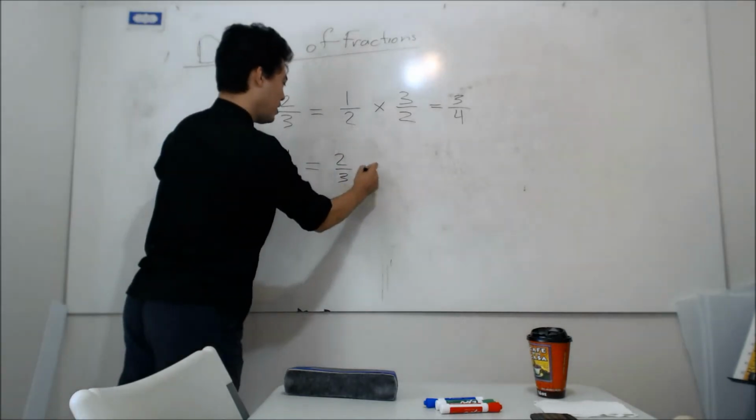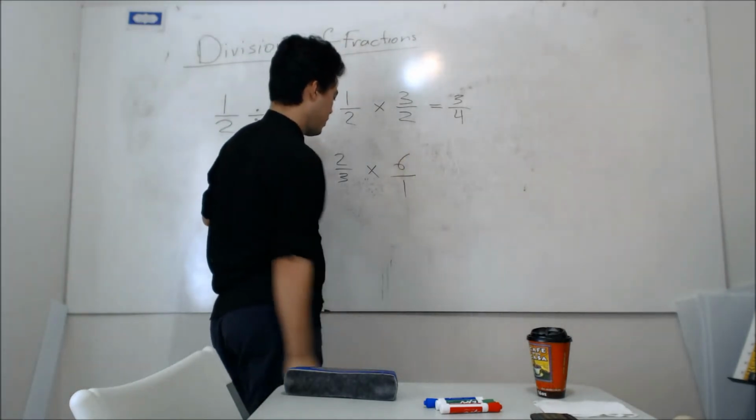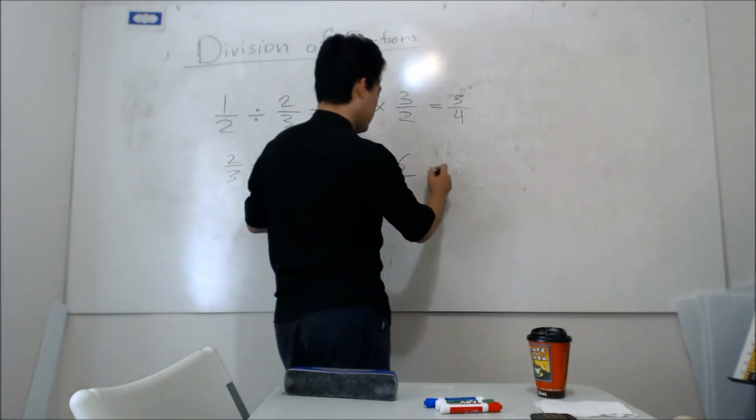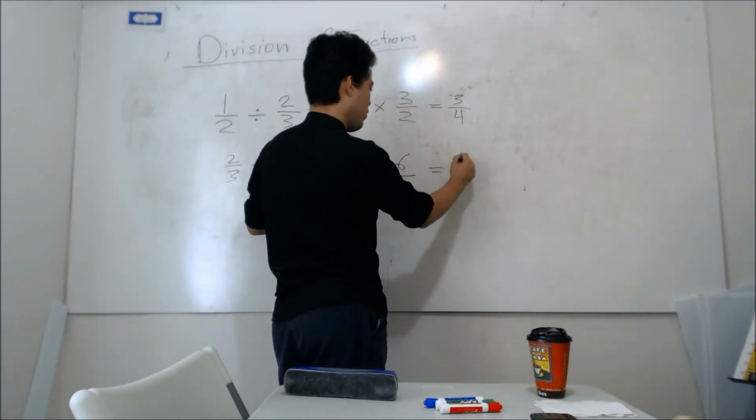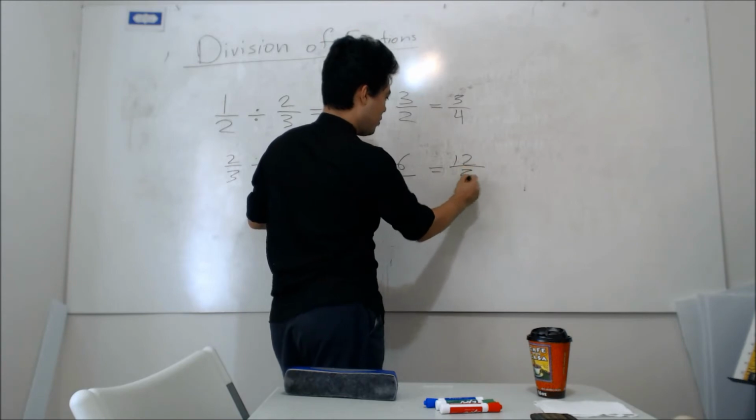This turns into a multiplication sign. And this, we get the reciprocal, which is going to be 6/1. And now we multiply these fractions. 2 times 6 is 12. 3 times 1 is 3.